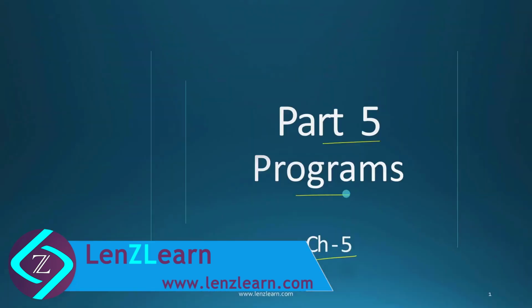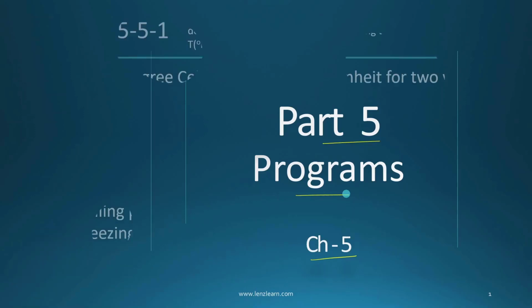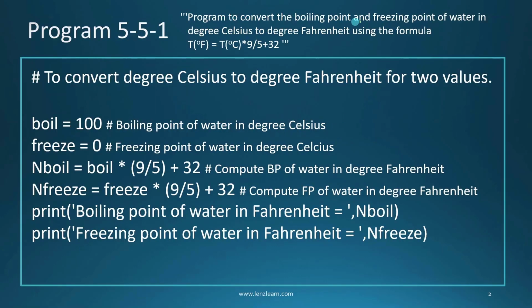So here we are going to see some very basic Python programs with the knowledge of Python that we have studied in this chapter. So now let us start. This program is going to convert the boiling point and freezing point of water in degrees Celsius to degrees Fahrenheit. Okay, and the conversion formula is this.